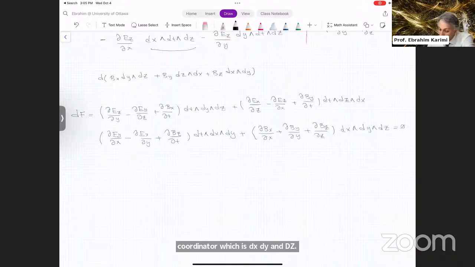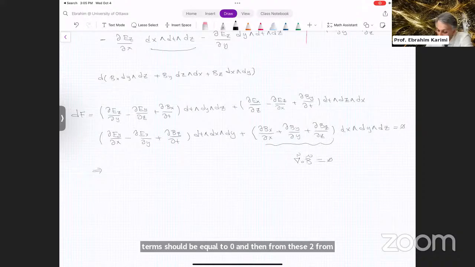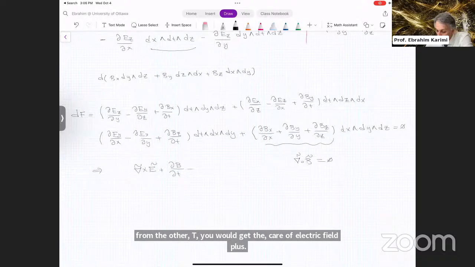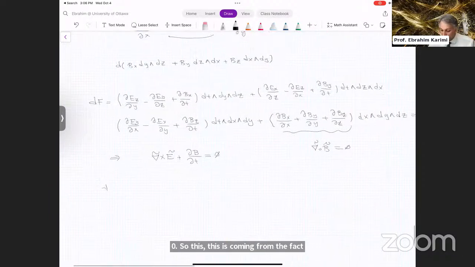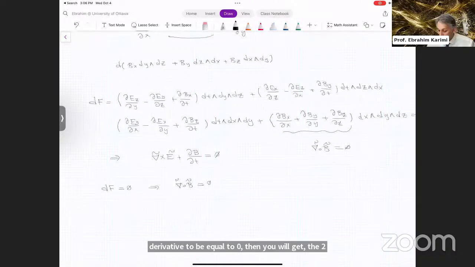So it means that each of those terms should be equal to 0. And then from that one, you will get the divergence of B equal to 0. From the other three, you will get the curl of the electric field plus the derivative of B with respect to time equal to 0. So this is coming from the fact that if you have the stress tensor and you set its derivative to be equal to 0, then you will get the two Maxwell equations satisfied, which are the divergence of B equal to 0 and the curl of E equal to minus the time derivative of the magnetic induction.